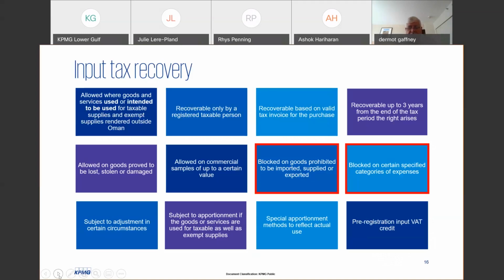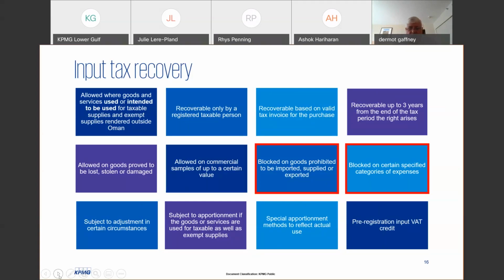Article 56 of the implementing executive regulations lists 3 activities, and they are entertainment expenses, and motor vehicles that are made available for private use. Emphasis is on made available. They don't actually have to be used for private purposes. Just if they are made available for that, the input tax is blocked on the recovery of them. And then obviously there's a blockage on any goods that are specifically prohibited to be imported into Oman. You can't recover input tax in those circumstances.